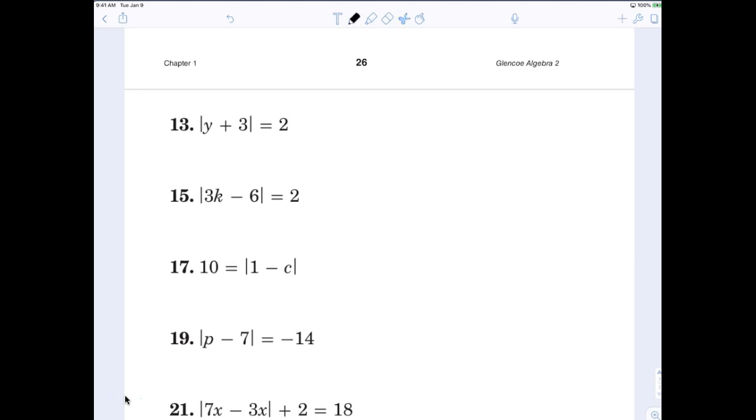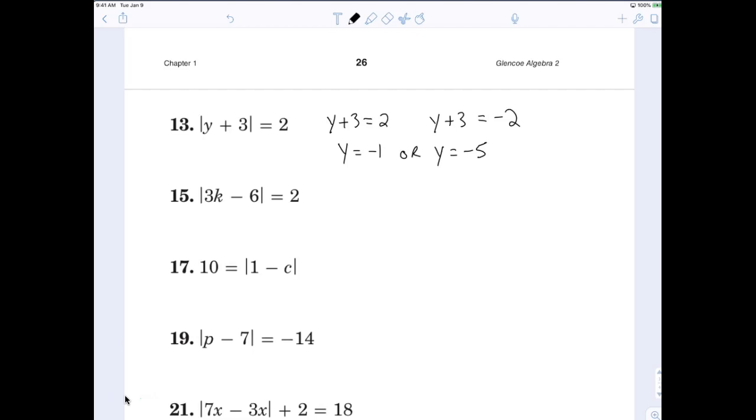So here we go. First one. I want everybody to write down y plus 3 equals 2 and y plus 3 equals negative 2. Now we're practicing our mental math. So what does y equal? y equals negative 1 or y equals negative 5. Anybody have any objections to that?